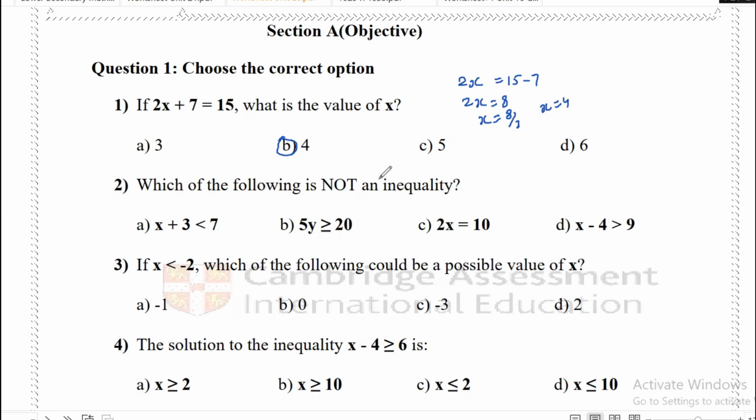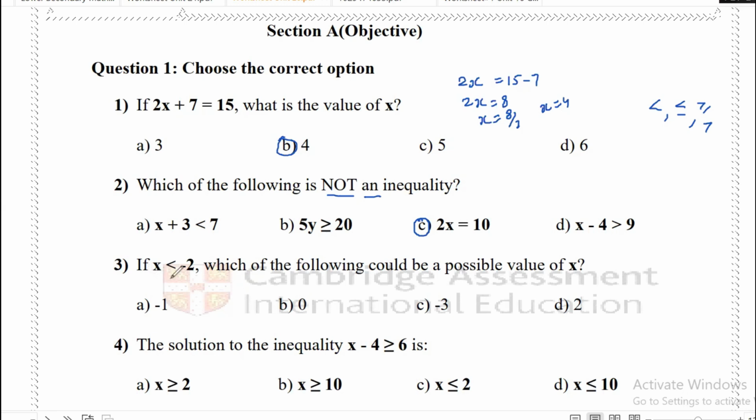Next, we have: which of the following is not an inequality? So remember, any expression that involves the symbols less than, less than or equal to, greater than, or greater than or equal to, when these symbols come in any expression, that is called an inequality. Here, if you check carefully, in option C there is no less than or greater than. That means this represents an equation. So this is not an inequality. So our option C is the correct one. The rest all have greater than or equal to, or less than.